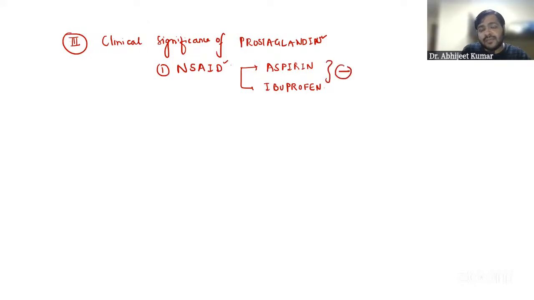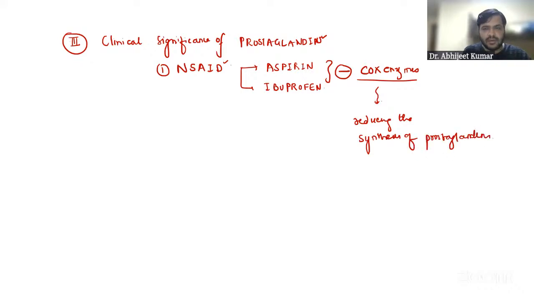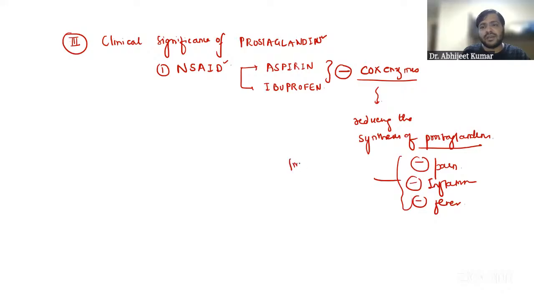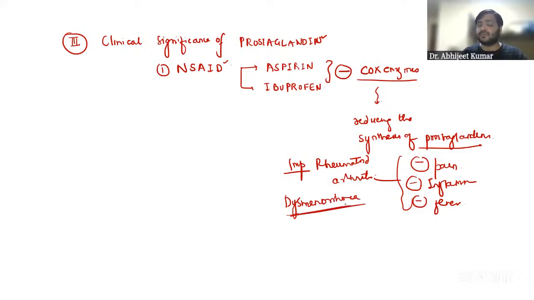Now, what do they do? They basically inhibit the COX enzymes. If they inhibit the COX enzyme, they automatically reduce the synthesis of prostaglandins. If prostaglandin synthesis is reduced, there will automatically be less pain, less inflammation, less fever. This is important in conditions like rheumatoid arthritis, dysmenorrhea, that is painful menstruation, osteoarthritis, or cases of fever, right?